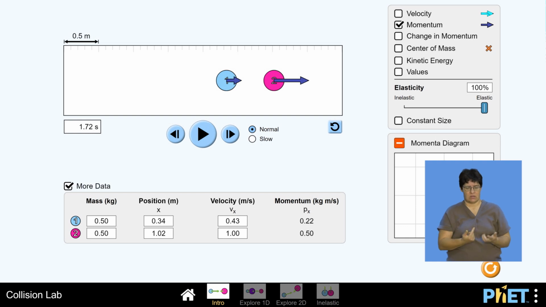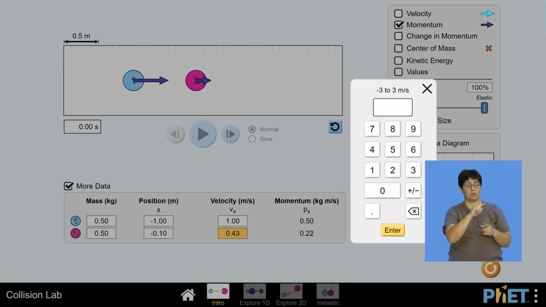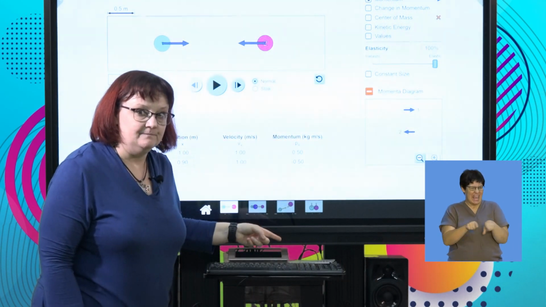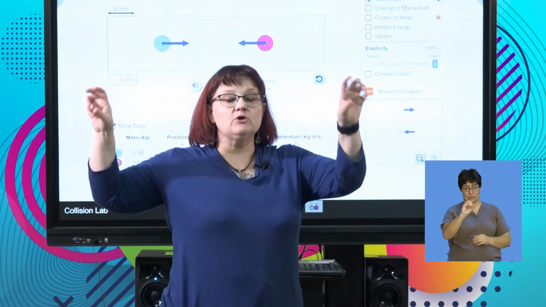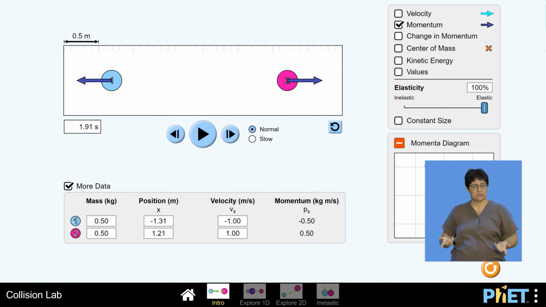What if they're going in opposite directions? Let's reset this and change this value to minus 1. Let's move it a little bit. Now I've got two objects that have exactly the same momentum in size, but opposite in direction. Can you see total momentum is 0? Each one has individual momentum, but because they're vectors, the total cancels out. Let's see what happens. Look at that. They spring apart.